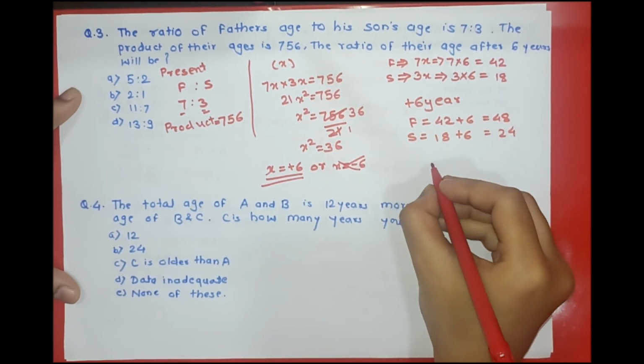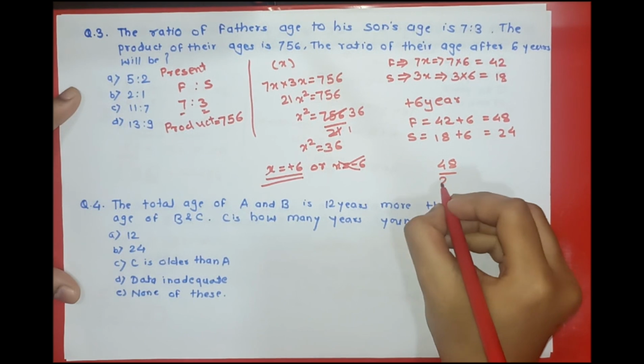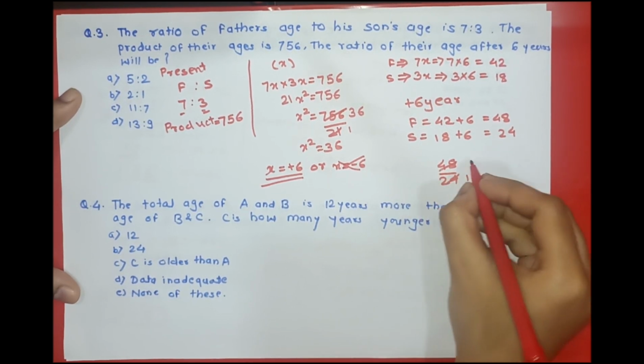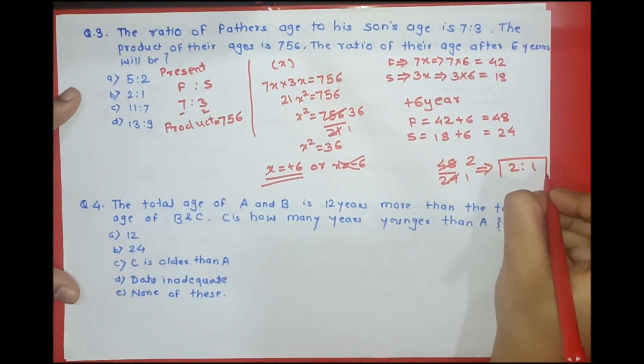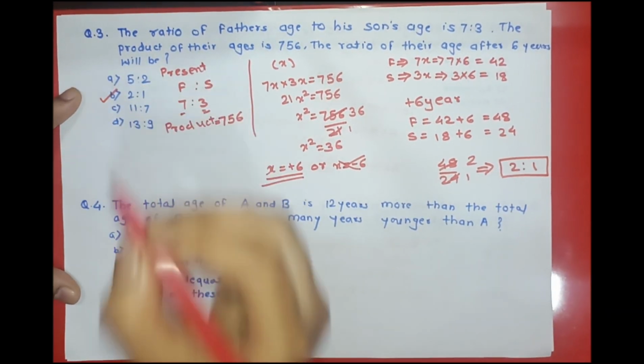Now we have to find out this ratio. So 48 by 24, it is 24 ones and twos, and the correct answer is 2:1. So it is option B.